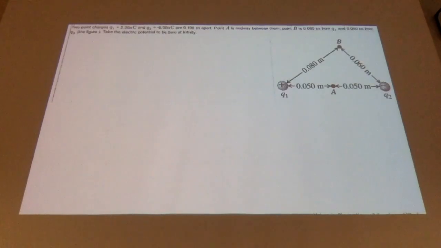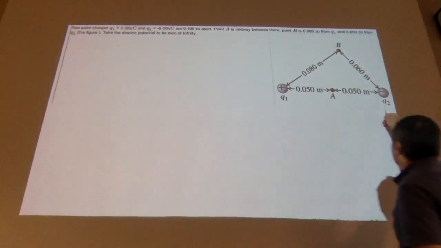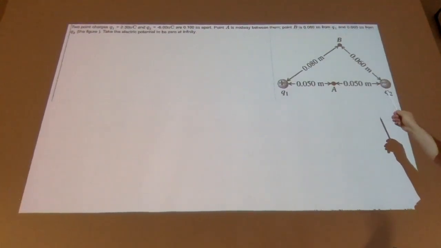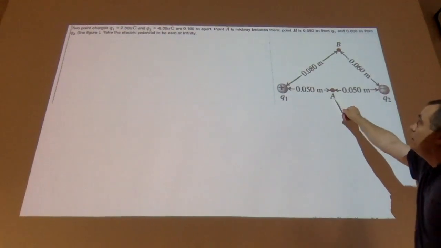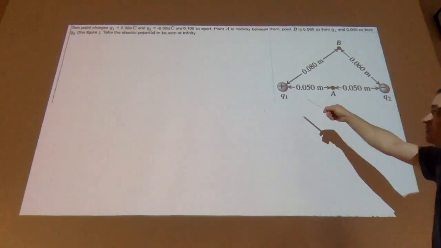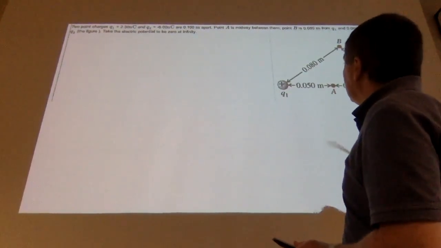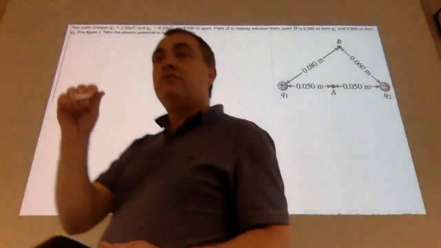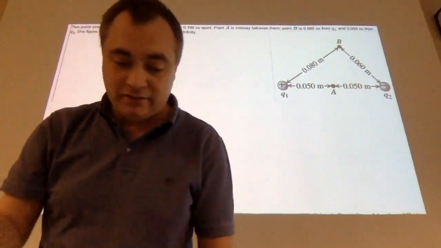So let me start with this. Two point charges. Oh, look, it's actually all on the screen this time. Notice the first one is positive, the second one is negative, and they are placed 1/10 of a meter apart. You can see that drawn here in the diagram. We've got a positive charge Q1 and a negative charge Q2. Point A is right in the middle between them. Point B is closer to Q2 than it is to Q1. We are going to try to find the electric potential at point A and at point B.